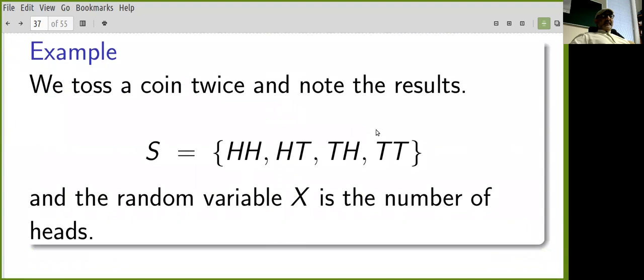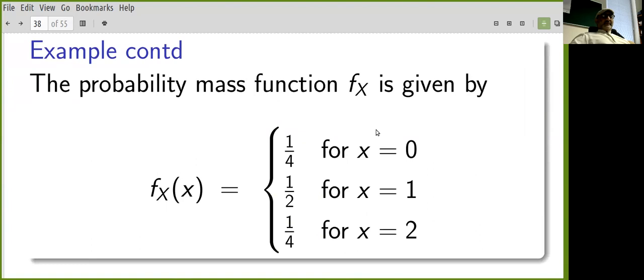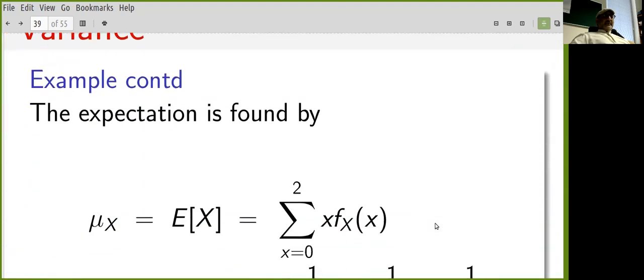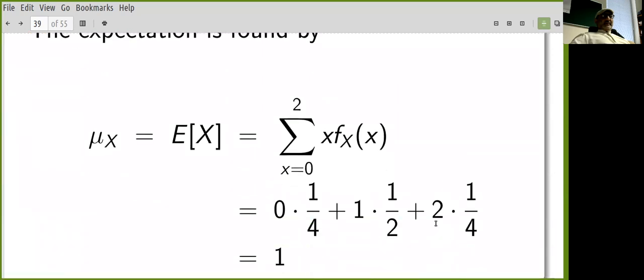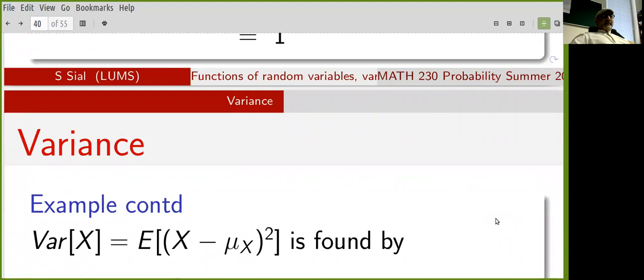So for example, once again, when you flip a coin twice, you record the number of heads that you get. The probability mass function we found before is 1/4 for x equal to 0, 1/2 for x equals 1, 1/4 for x equal to 2. Then the expectation of x: the allowed values are 0, 1, and 2. So the sum over x equals 0 to 2 of x times the PMF for x. That's 0 times the PMF for 0, plus 1 times the PMF for 1, plus 2 times the PMF for 2. And that works out to be 1.